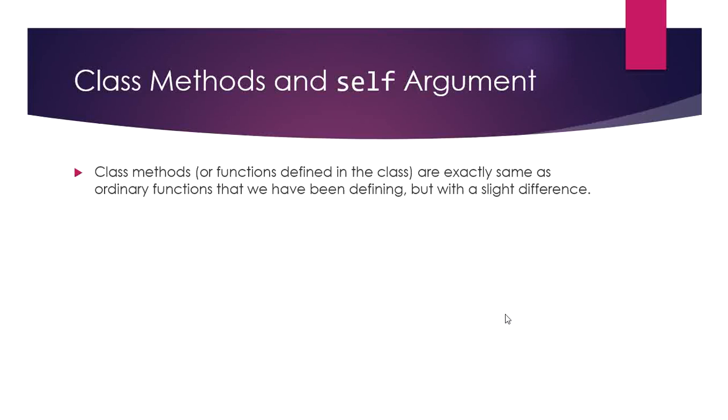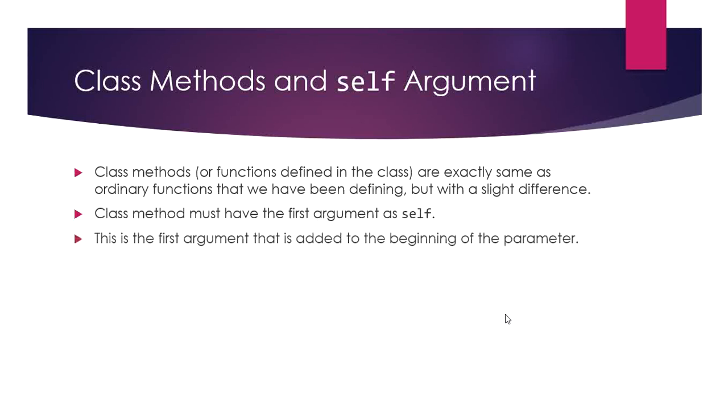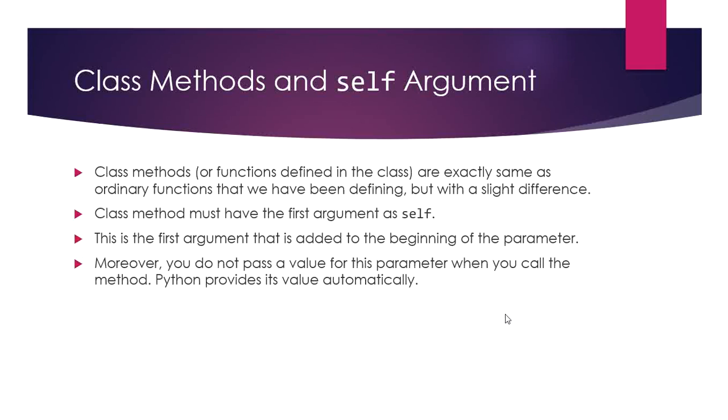Class methods are exactly the same as the ordinary functions that we have been defining, but with a slight difference. What is the difference? In a class method, we have an extra argument, and it must be the first argument, that is self. So the class method must have self as the first argument. I'm talking about methods here, not the variables. If you are declaring a method in a class, the first argument must be self, added at the beginning of the parameters. All the parameters that you put inside that method, the first must be self.